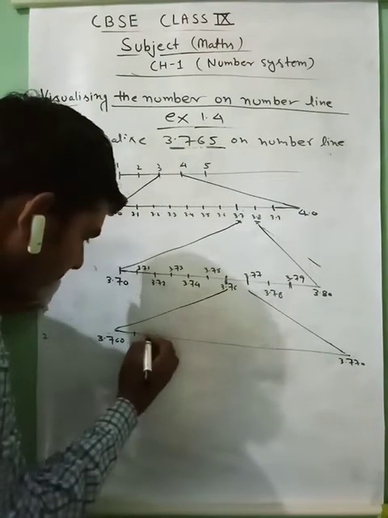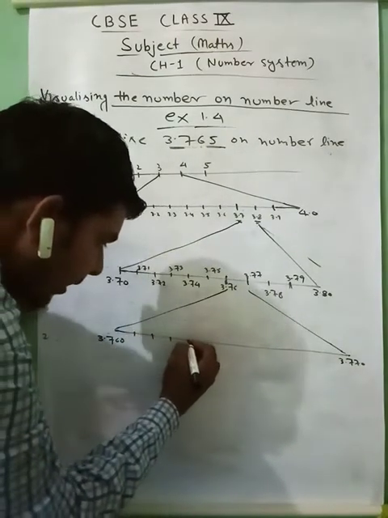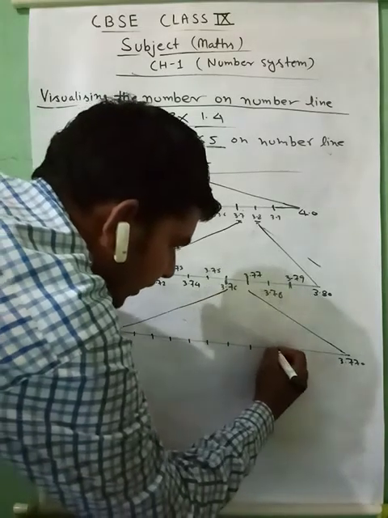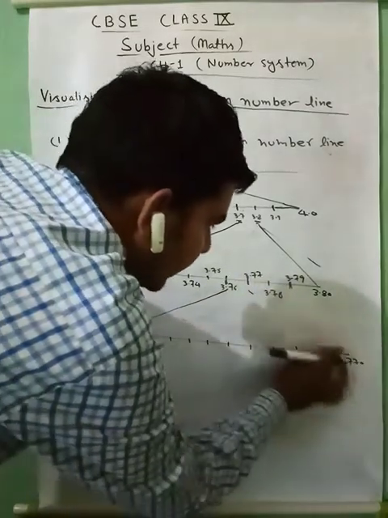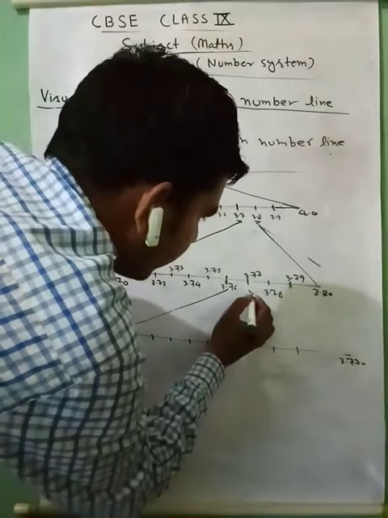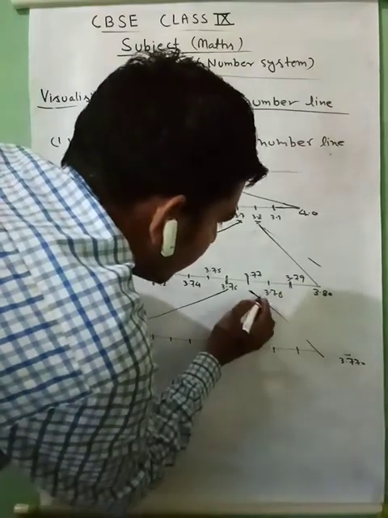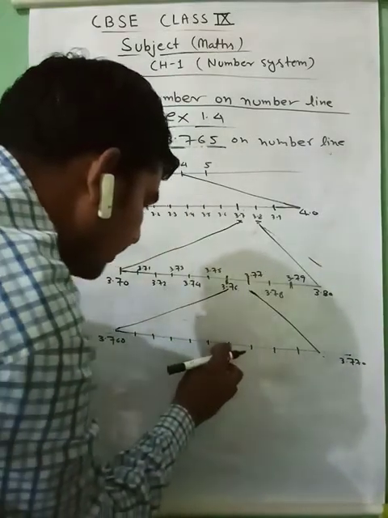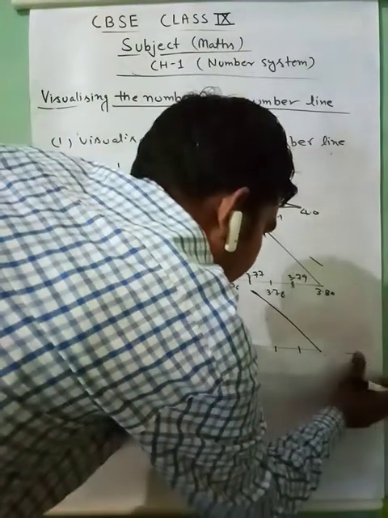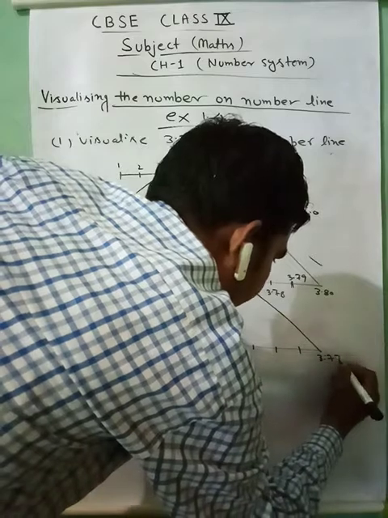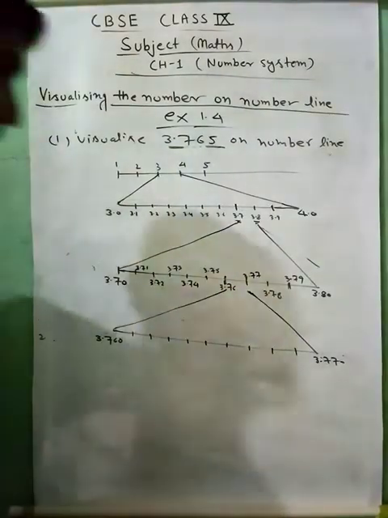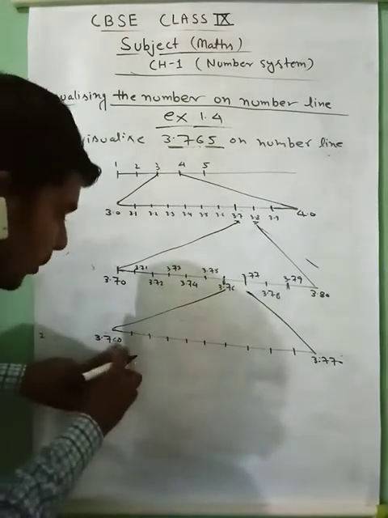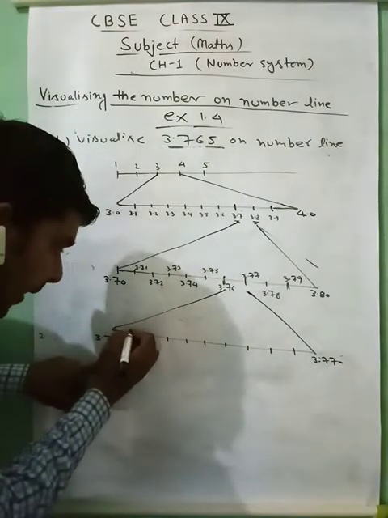It means 1, 2, 3, 4, 5, 6, 7, 8, 9. The distance is larger, so we can write it smaller. 1, 2, 3, 4, 5, 6, 7, 8, 9. It is 3.770. Clear? Now it is 3.760. So what is it?